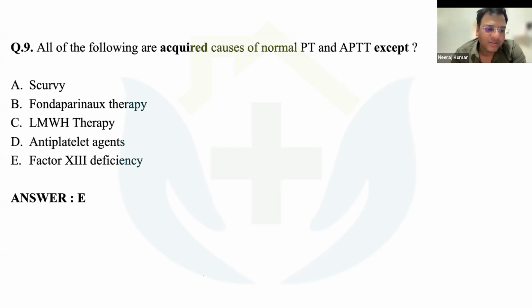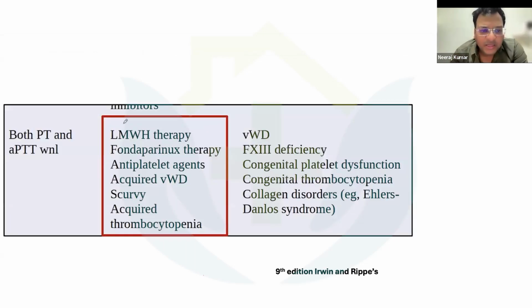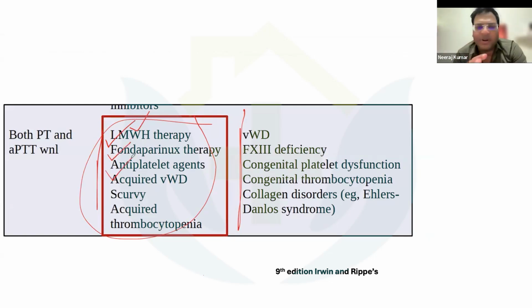So just see this, revise this table. I think this is the important table here. All these causes are acquired ones, and this is the congenital cause. PT and APTT will both be normal if the patient receives low molecular weight heparin therapy, fondaparinux therapy, or antiplatelet therapy. That's why therapeutic monitoring is not required, you don't need to monitor prothrombin level or APTT level if your patient is on LMWH, fondaparinux or antiplatelet.